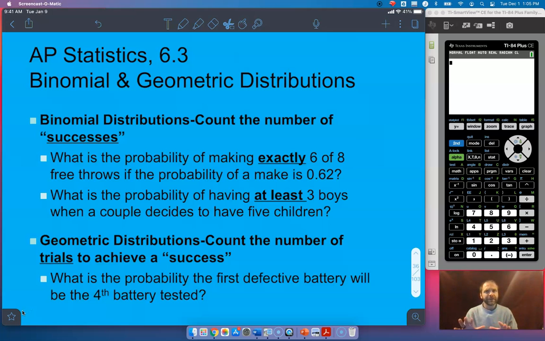Now, a geometric counts the number of trials until you reach success. And that's something a little bit different. This scenario asks about the probability of the first defective battery being the 4th one tested. Well, the first one worked, the second one worked, the third one worked, but then the 4th one didn't work. That is saying, I want a certain number of trials until a success occurs. So that's briefly what a geometric is. Again, it's covered in a future video. So let's just go into binomial.